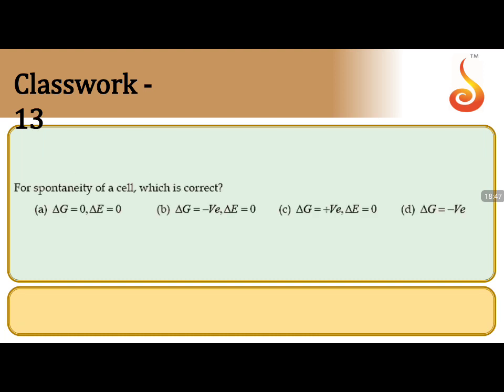Coming to the 13th question, spontaneity of a cell. If you say spontaneous, according to thermodynamics, delta G negative is spontaneous. We know delta G is equal to minus nFE. If delta G is negative, then E should be positive. So delta G less than 0, E greater than 0. This is the condition for spontaneity.